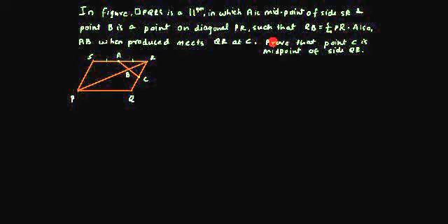This is a bit difficult sum. Here we have to prove that point C is midpoint of side QR. C is midpoint of side QR. See, we have been given certain information. Given हम लोग लिखते हैं.